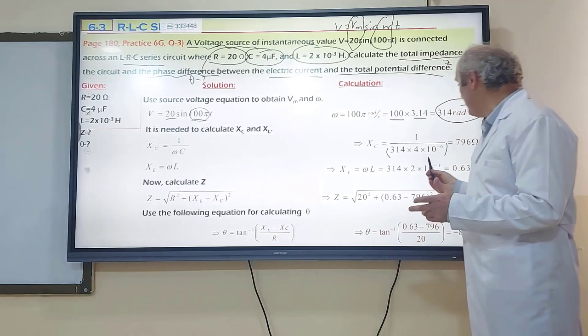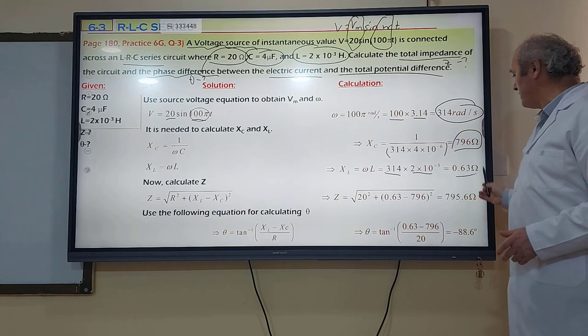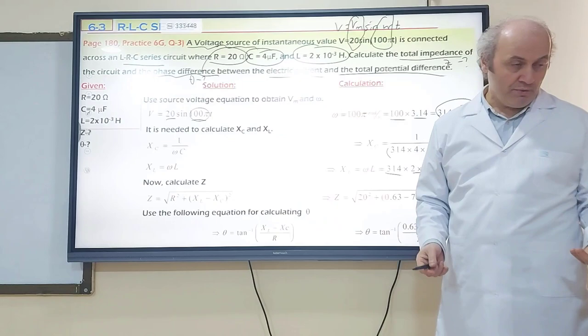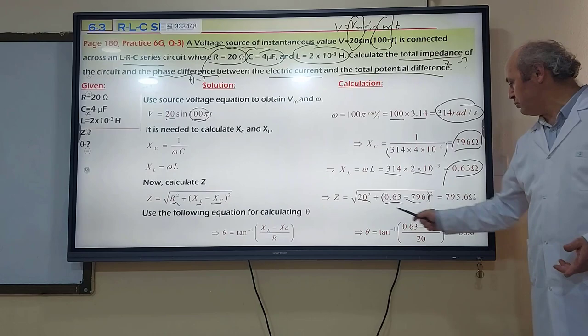For XL, omega L, omega is 314 multiplied by what is L given? 2 times 10 to the power negative 3. Multiply them: 0.63. So then, to calculate the Z, what should we do? We are going to use the equation: Z equals the square root of R squared plus (XL minus XC) squared. R is 20, XL, XC, you subtract them, then you square it.